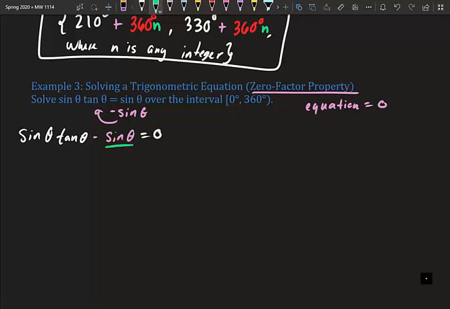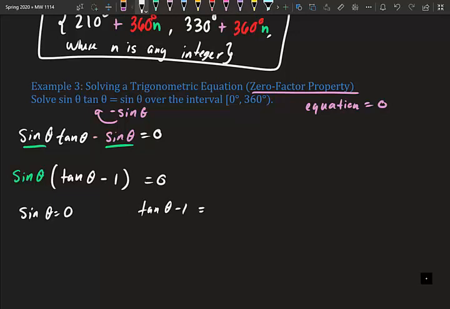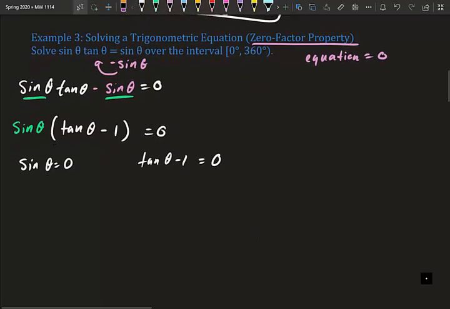Now they both have sine in common, so let's take it out. If we take out a sine, we're left with tangent theta minus 1 equals 0. You see how it's factored? Now we're going to set each factor equal to 0. So we have sine theta equals 0 and tangent theta minus 1 equals 0. Use your unit circle. Sine equals 0 at 0 degrees and 180 degrees.